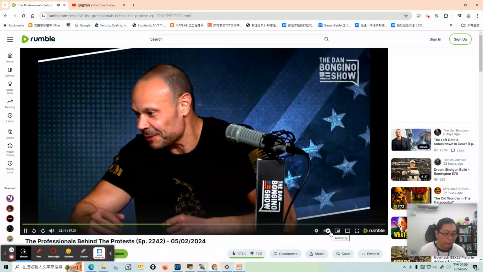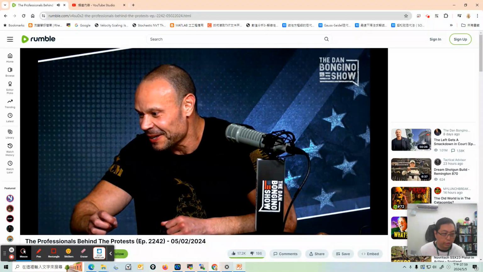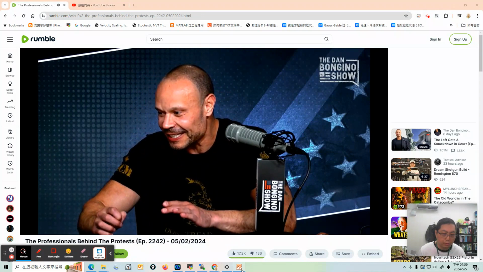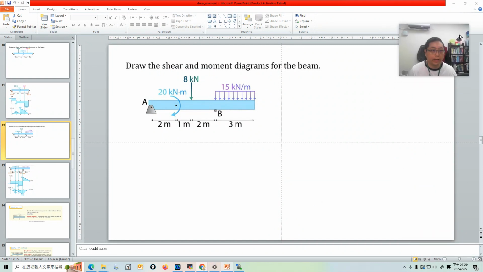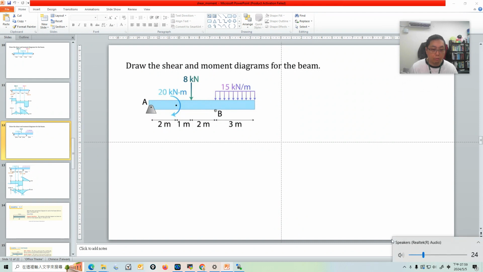Okay, hello everyone. This video will show you another example for drawing the shear moment diagram. Yeah, and this is getting more and more complicated. Just like we did before you draw the shear moment diagram, you need to calculate using the rigid body equilibrium to calculate the reaction force or reaction moment from the support.